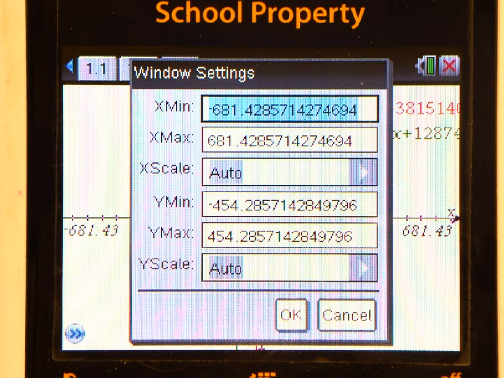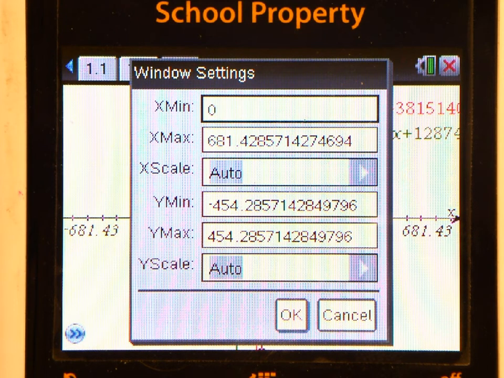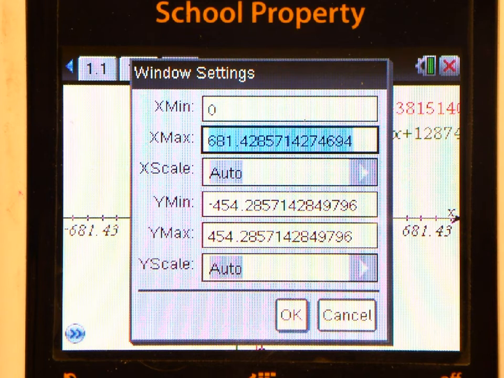What is the smallest number of X that I need on my graph? 0, because we don't have a negative population. We don't have negative time. Now, on the X-axis, what is the biggest number that I need? Think about what we're talking about here. What would be on the X-axis?